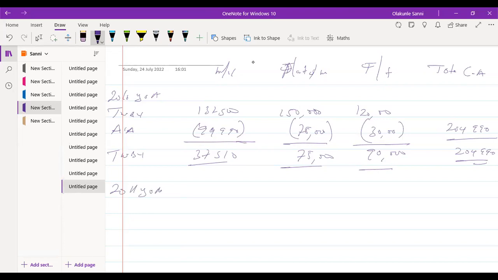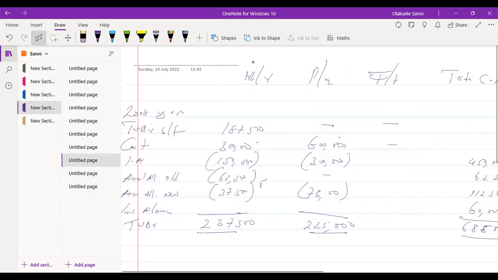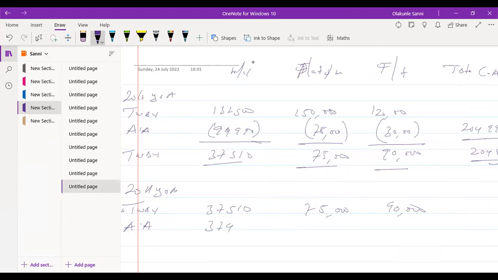2011 year of assessment. Tax written down value: 37,510, 75,000, 90,000. Annual allowance: this asset in 2011 is to be fully enjoyed. So what will be the annual allowance here? How much am I charging on a monthly basis for this? 37,500, so it will be 37,490, right? 37,490. So I'll be able to have 20 naira as the tax written down value.